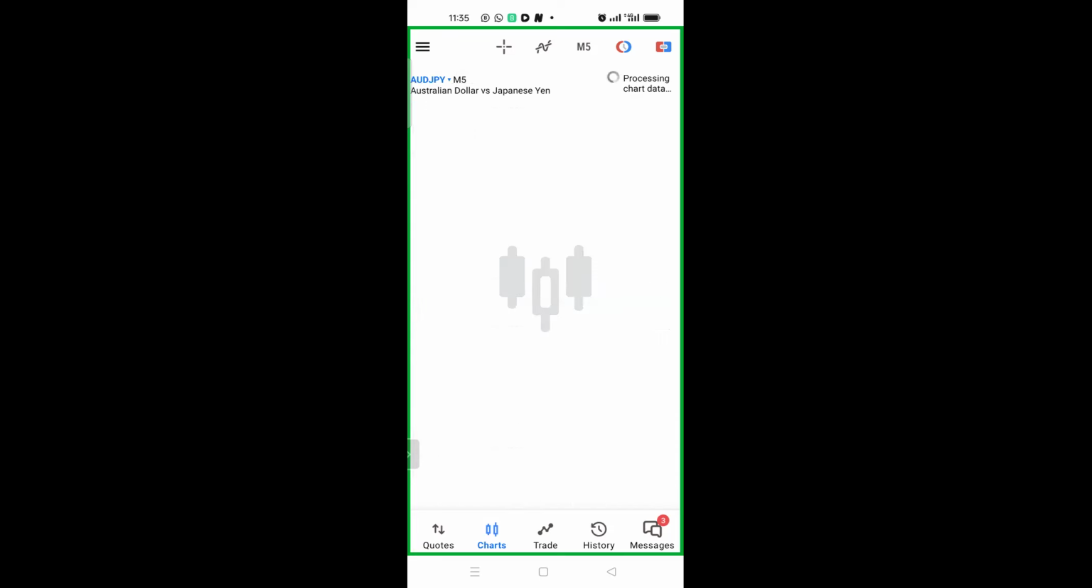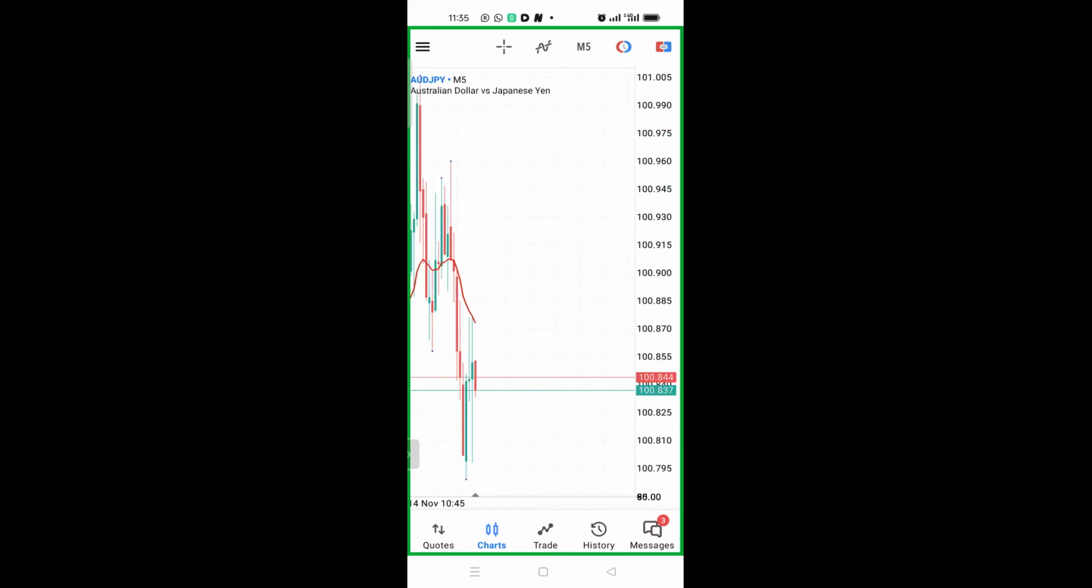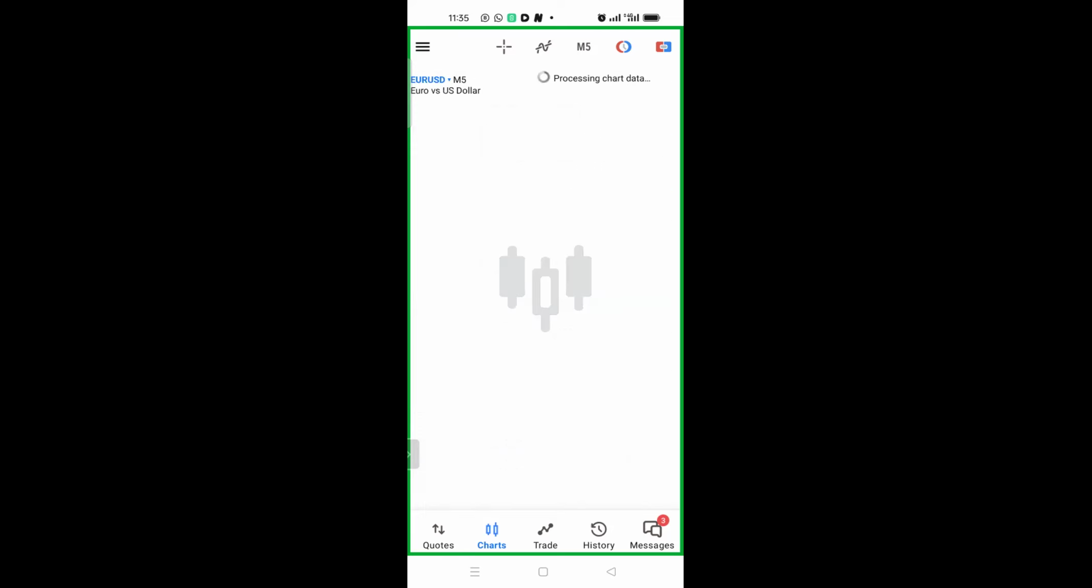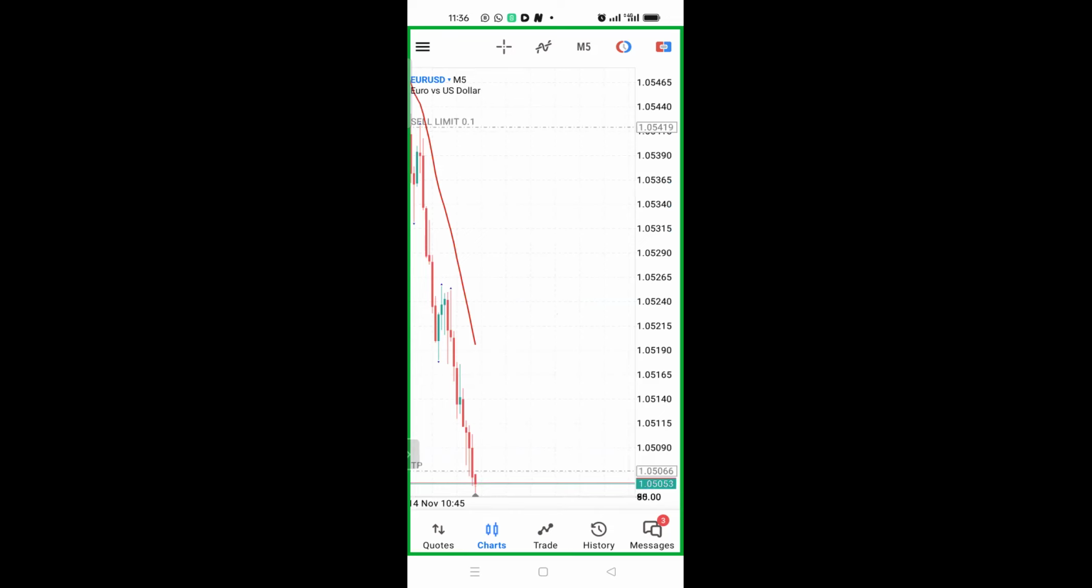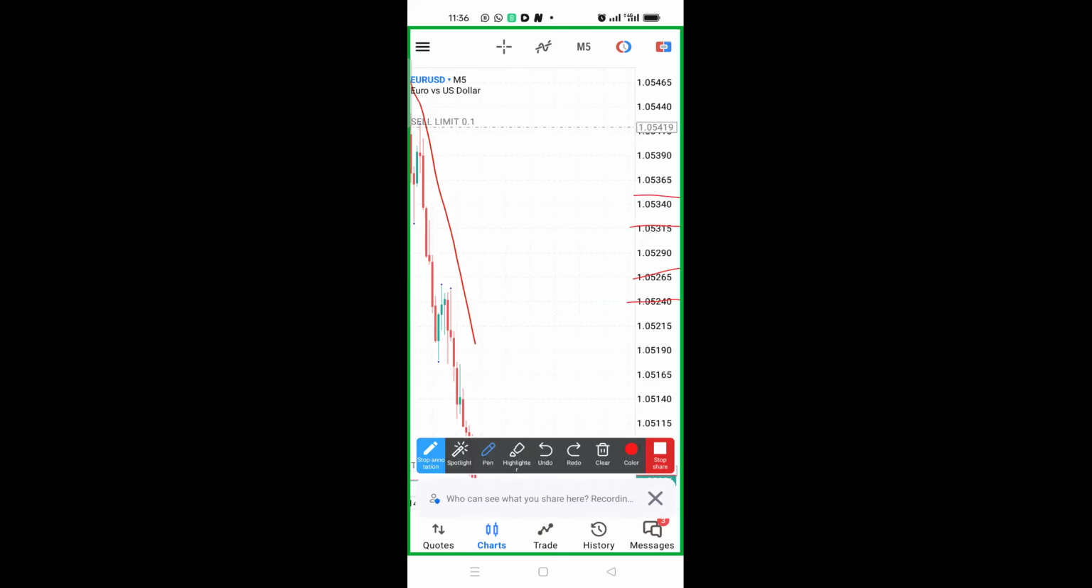AUDJPY. Okay, now before we continue, let me go back to Euro USD. Can you see that Euro USD has 5 decimal points? This is the price. It has 5 decimal places, right? Every currency has 5 decimal places, except the JPYs. What are JPYs? Any asset that is carrying JPY as a quote currency.